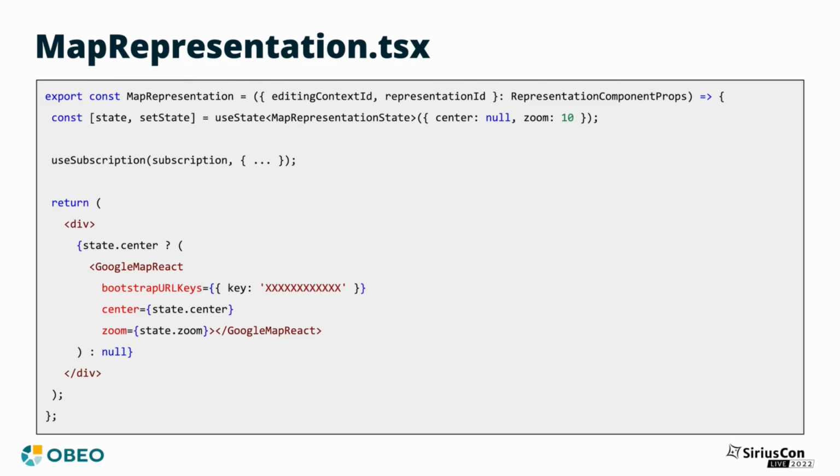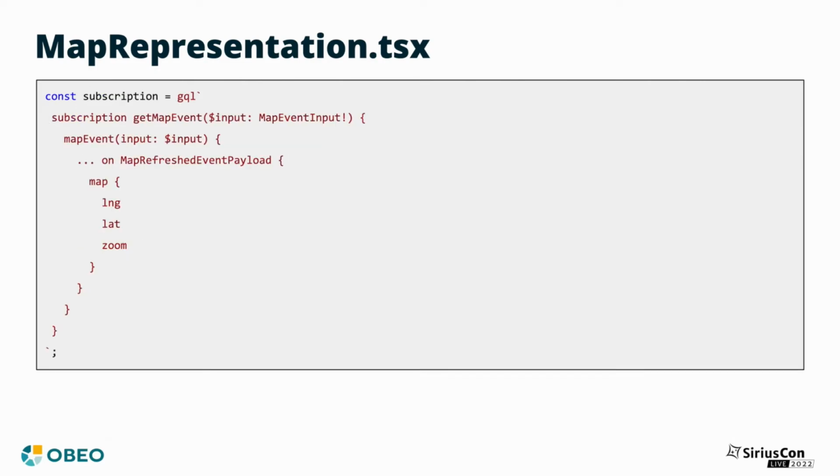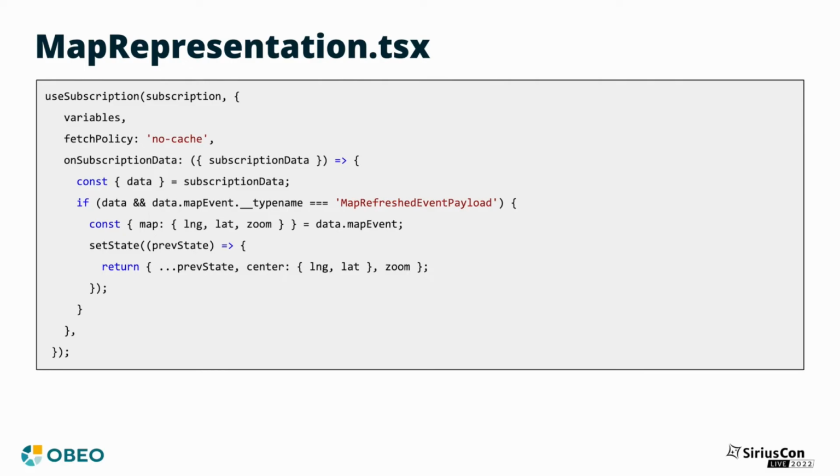It just needs a starting GPS coordinate at the center of the map and a zoom level. I'm also using a useSubscription from Apollo client in order to subscribe to my flux of events from the backend. I need to define how I will be subscribed to those events. So here I have a very simple GraphQL request to ask for map refreshed events with the GPS coordinates and the zoom level. Inside of the useSubscription, I only need the onSubscriptionData callback, which will be executed each time the backend has emitted a new event. Here I filter for the map refreshed event payload, retrieve the GPS coordinate, and update the state of my React component, which will in turn update the map.